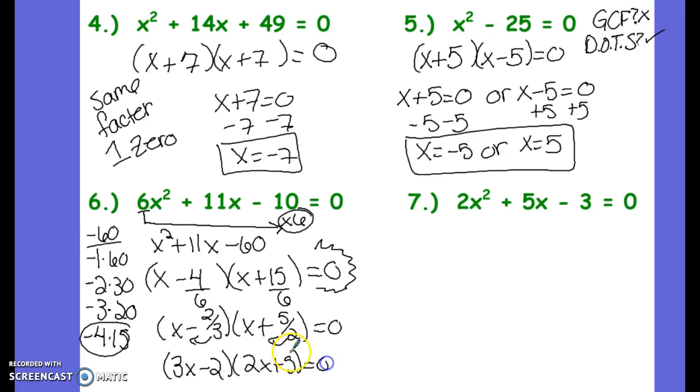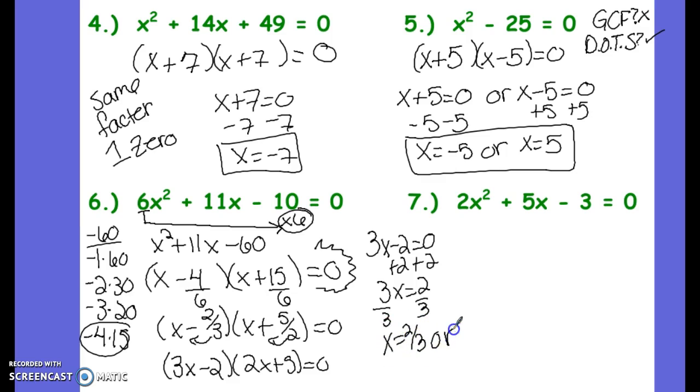You could have done this by guess and check as well, but I think slide and divide is a little easier. So then when you sub it in and you have 3x minus 2 equals 0, add 2 to both sides, 3x equals 2, divide by 3, x equals 2/3, or x plus 5 over 2 equals 0. Oh, sorry.